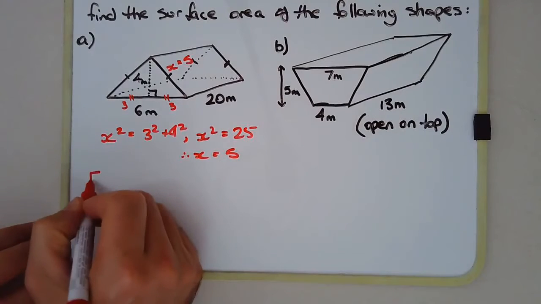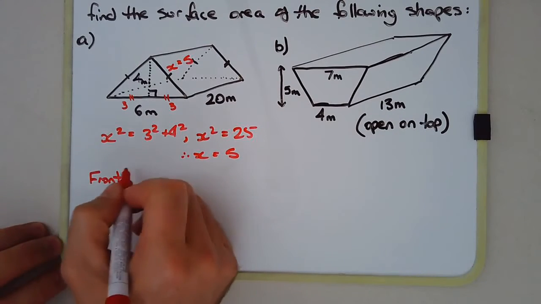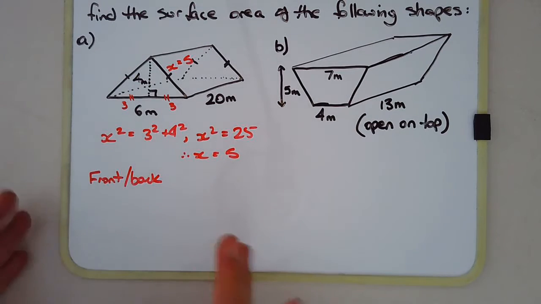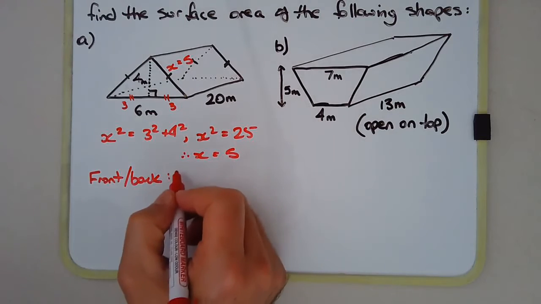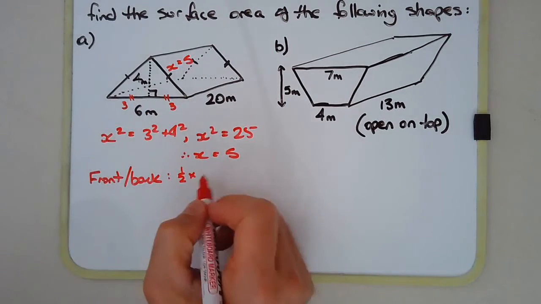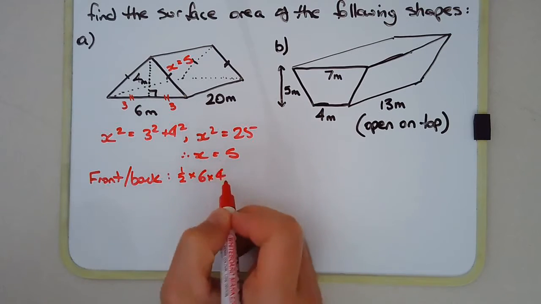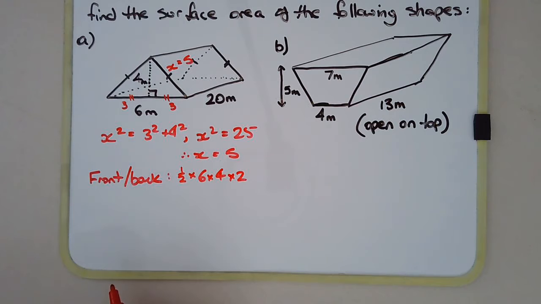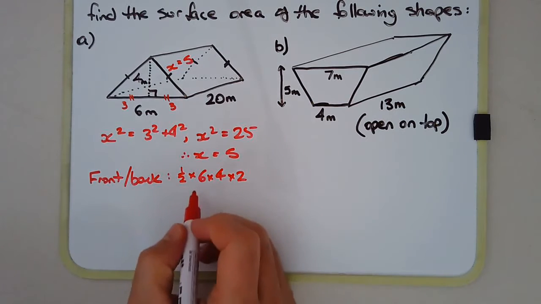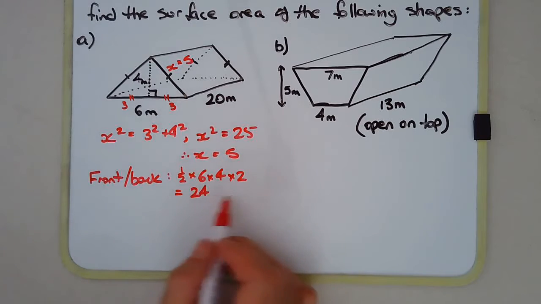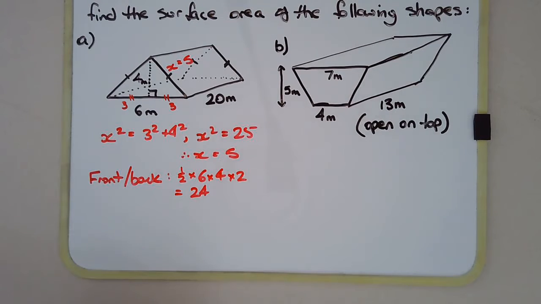So what I'm going to do, I'm going to set it out like this. Front and back. You can vary this. I'm not saying you have to do it exactly like this, but just keep it organized, however way you want to do this. So front and back, they're triangles. So let's work out the area of one triangle. Half base times height, half times 6 times 4. But because we have two triangles, let's multiply that by 2. And that's going to equal 24. I'm not going to write the units. There's no need. I'll just write it at the end in the conclusion.